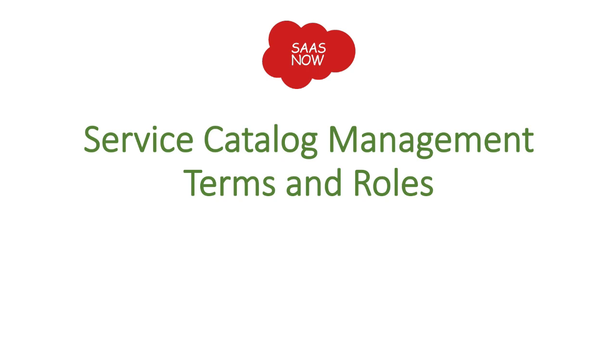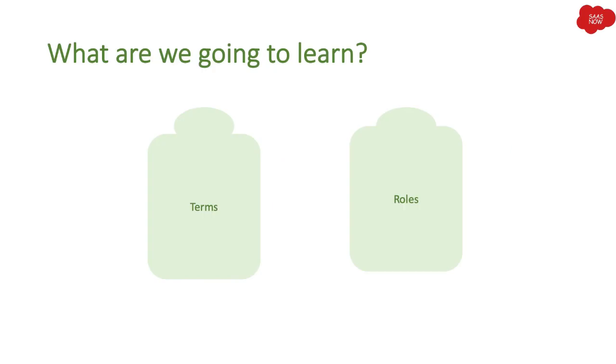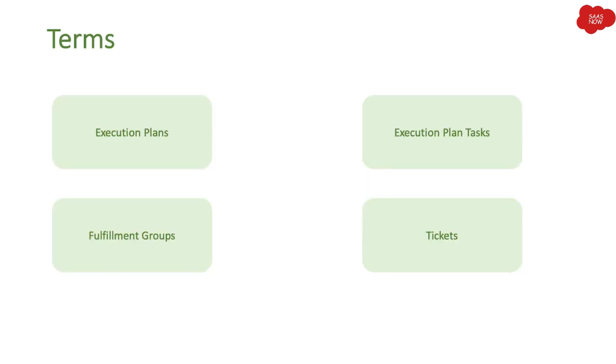In this session, we are going to talk about service catalog management terms and roles. There are some terms which are used in service catalog management, and different roles when you manage service catalog in ServiceNow. We are going to learn about the terms and the roles required to manage service catalog. The terms we have are execution plans, execution plan tasks, fulfillment groups, and tickets.